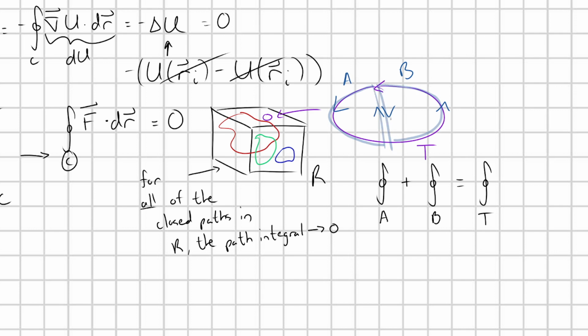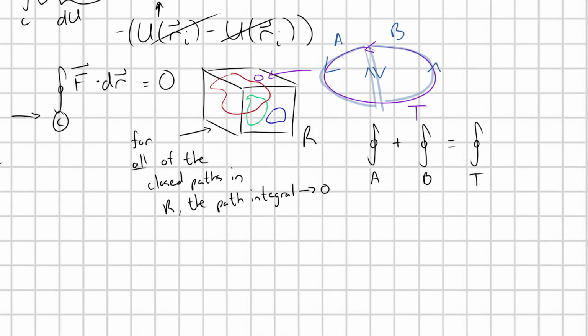So let me write this out super explicitly, okay? I'm going to break down this path A into two components. I have the path integral of A on the exterior plus the path integral of A on the interior. I can do the same thing with B: plus the path integral of B on the exterior plus the path integral of B on the interior.